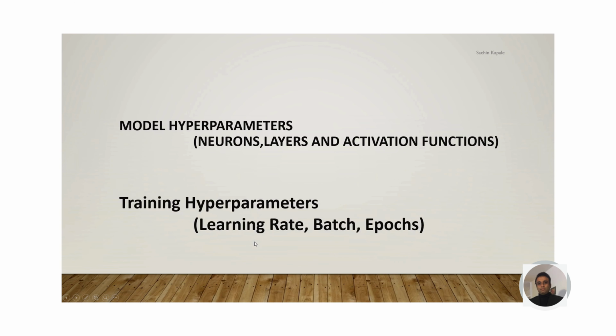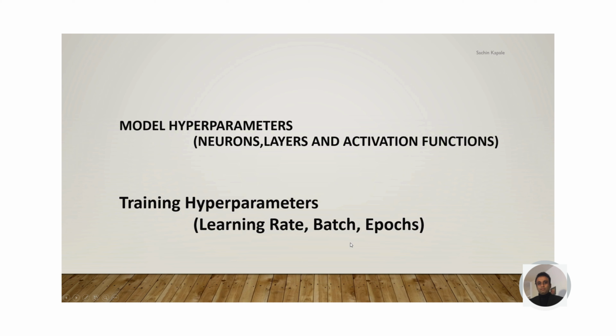There is another set of parameters, which are training hyperparameters, which help during the training process. One of them is learning rate. Learning rate is how much change you want to make to the weights, so that your output is closer to your expected output. So that's what learning rate is about.